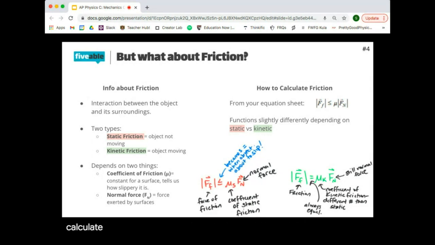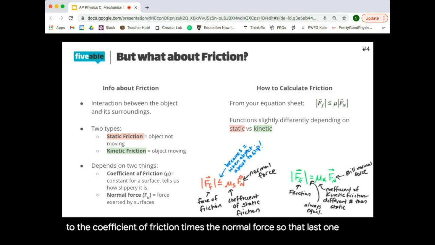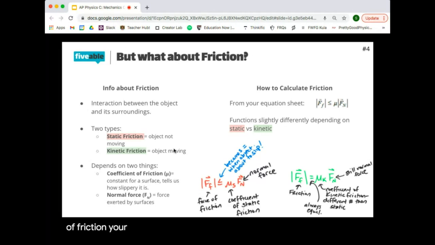The way that we calculate friction is actually on your equation sheet. It looks really funky, so ignore that, it's just telling you that you want the absolute value of the numbers. But basically, the force of friction is going to be less than or equal to the coefficient of friction times the normal force. So that less than or equal to is kind of a funky thing, and really, it just depends on what type of friction you're looking at.